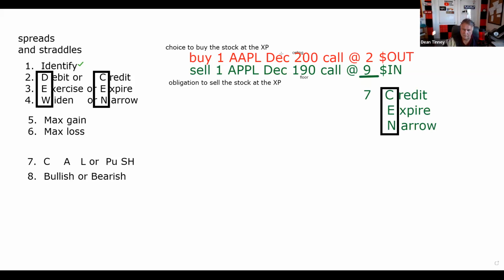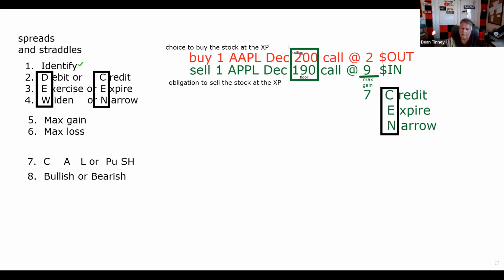Woohoo. The hardest part is narrow. Narrow means the difference in the premiums. If I can close it for 5, I'm going to make 2. If I can close it for 4, I'm going to make 3. I need the difference in the spread to get smaller. It's the hardest part to get, but you don't need to get it, because credit, expire, narrow go together all the time. So we've identified it: credit, expire, narrow, and we've got our max gain.